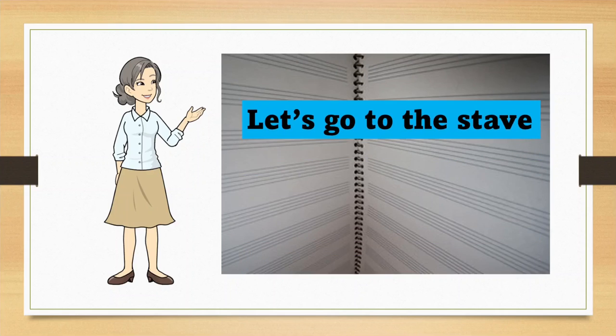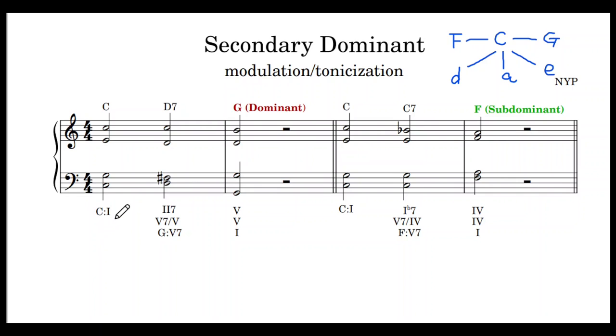Now let's go to the stave. C major 1 chord goes to 2/7, but this 2/7 is altered because we insert an F sharp. This is D, F sharp, A, C. We can omit the 5th and resolve to 5. So this 2/7 is an altered chord. But just now we mentioned that the altered chord can be written as a secondary dominant. So this is a 5/7 chord in G major and then resolves to G major 1.